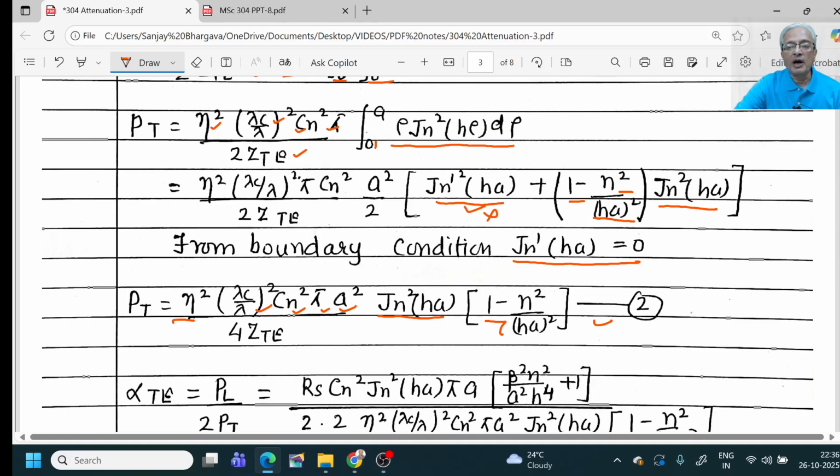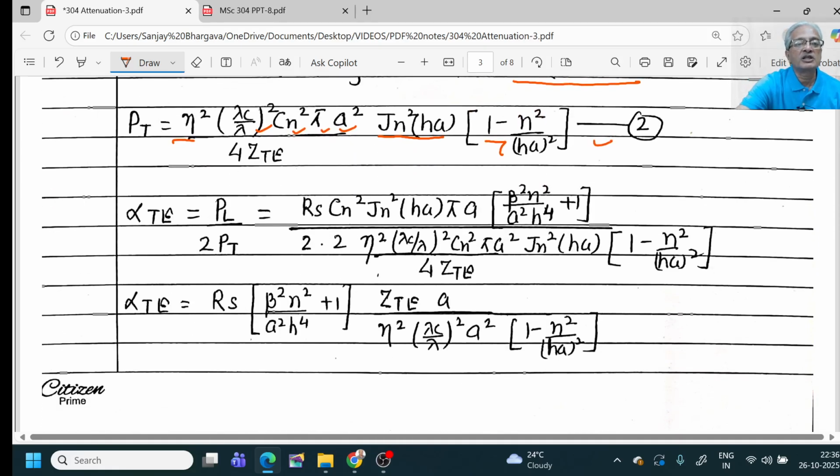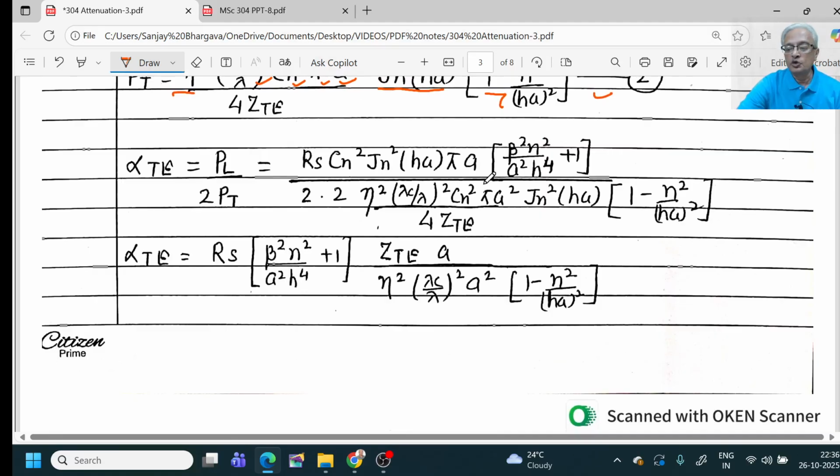To calculate the power lost, the attenuation constant, we need to use the equation alpha equal to P_L upon twice P_T. Substitute the values of P_L and P_T from equation number 1 and 2 respectively. So this would be R_s C_n² J_n²(ha) π a [β² n²/(a² h⁴) + 1] upon 2 into 2 η² (λc/λ)² C_n² π a² J_n²(ha) upon 4 Z_TE (1 minus n²/(ha)²).